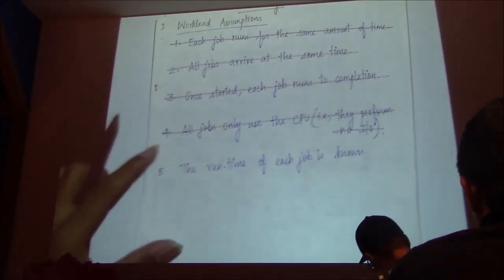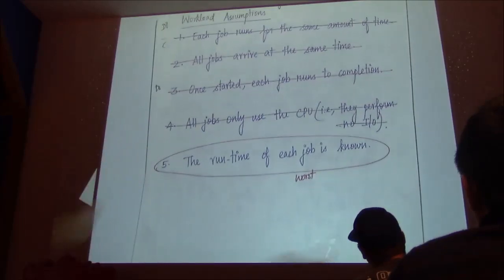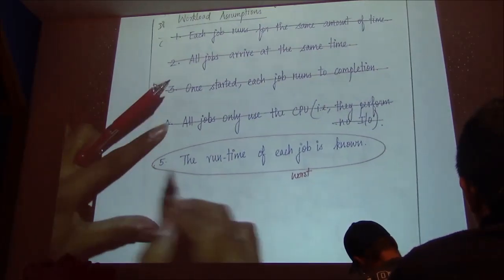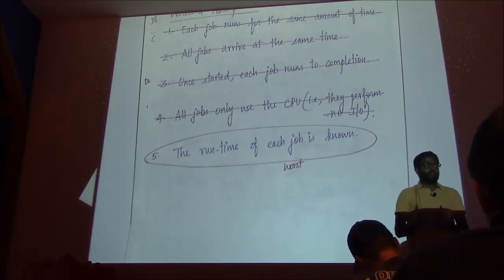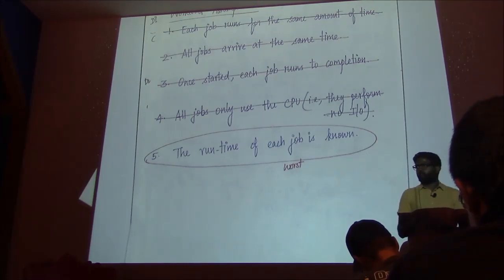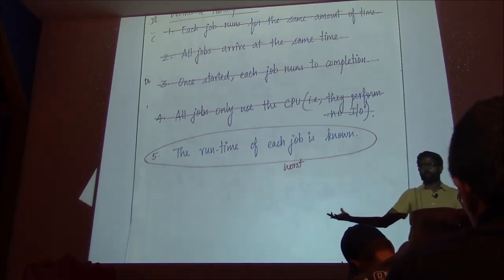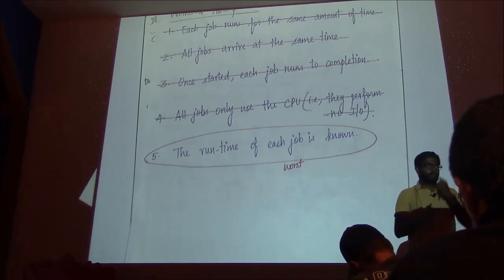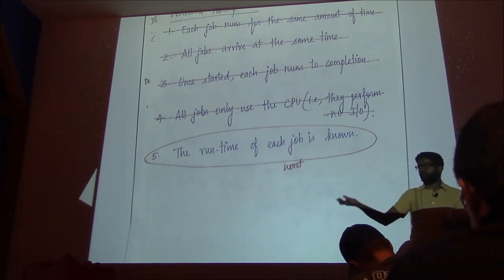We are now coming to the last assumption, which is the worst of all these assumptions: the runtime of each job is known. If the operating system really knew the runtime of each job, it could definitely use some combination of shortest time to completion first and round robin to achieve very good scheduling policies. But the problem is, whenever a user job is running on the machine, the operating system has no idea how long the process is going to run.